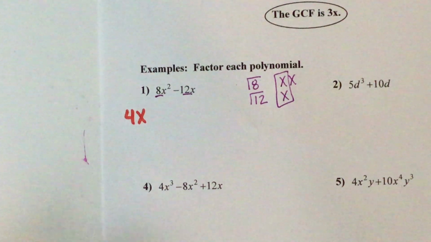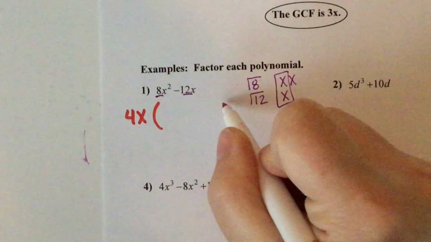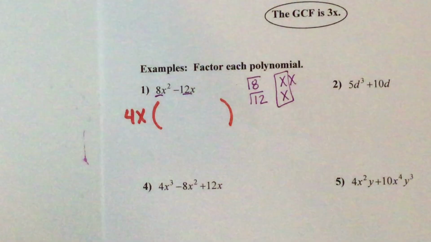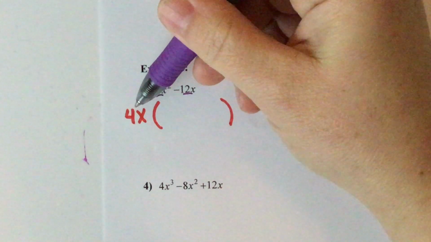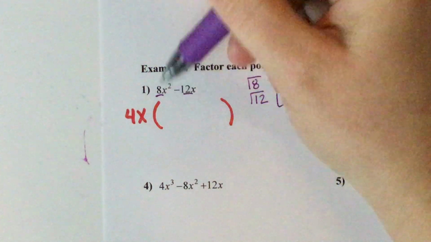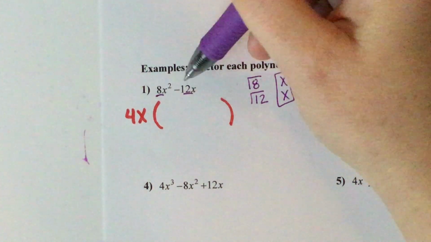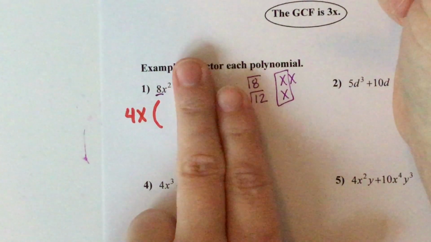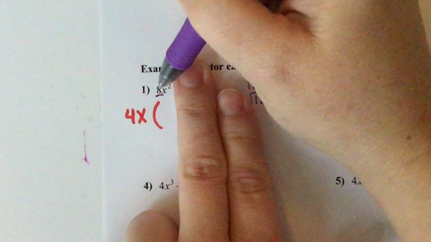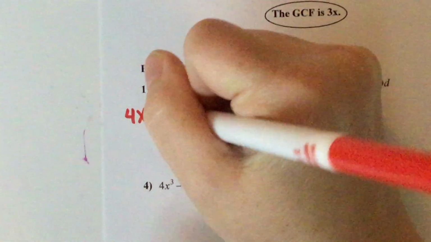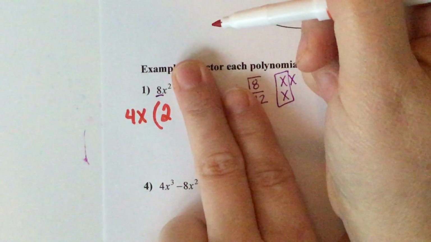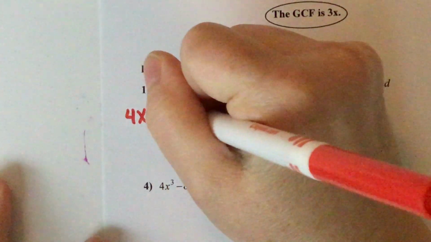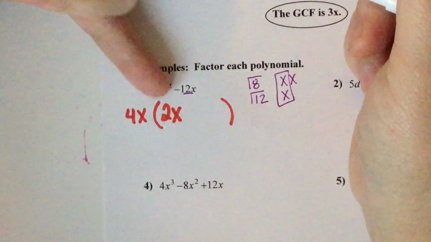All right, every time you figure out there's a GCF, you build one set of parentheses behind it. Now your mission is to figure out what's going to go in the parentheses, so when you distribute, 4x times this makes that, and 4x times this makes that. Okay, so what could you multiply 4 with to get an 8? A 2. And what could you multiply an x with to get an x squared? An x.